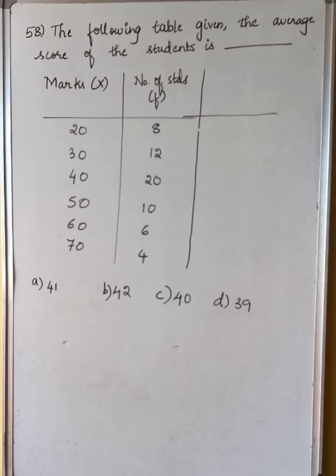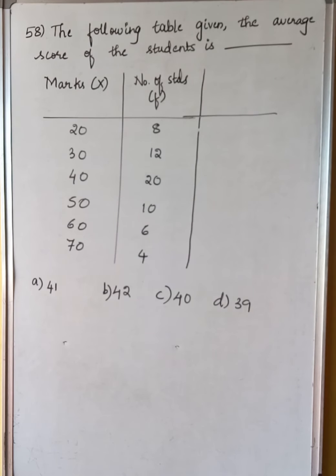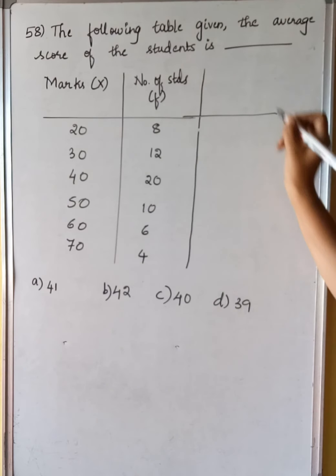The next question says that the following table gives the average score of the students. They have asked for the average score of the students here. Observations X are given, and the frequencies are given. That means each observation, how many times it is repeated, is already given in this tabular column. Whenever we need to find the average score, usually we use the formula sigma Fx whole divided by sigma F. Yes or no? The same way, now we are going to simplify that formula.